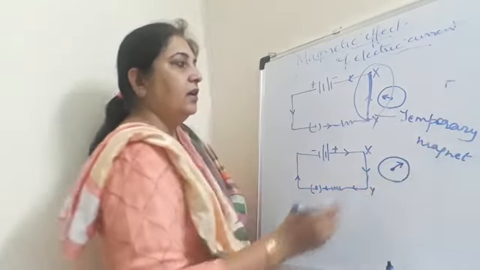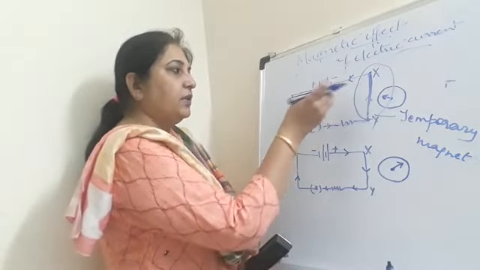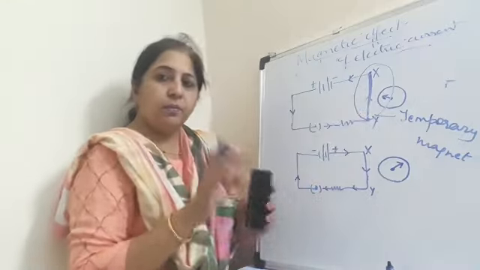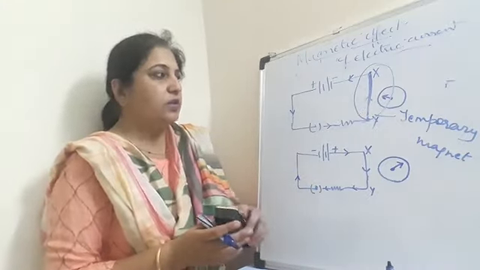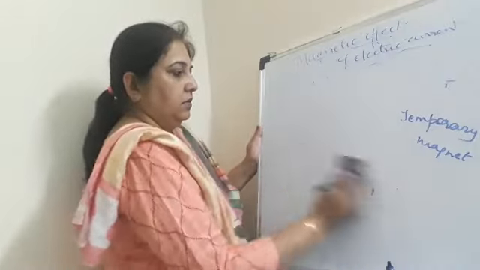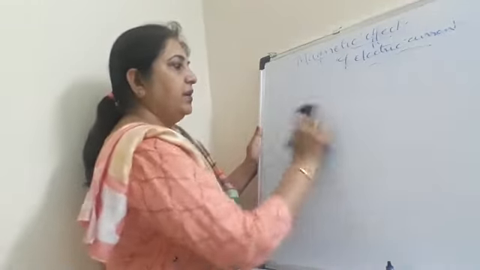Because if we stop the flow of the current, then what will happen? The conductor will stop behaving like a magnet. So this is just a temporary magnet. Now next, to understand the direction.